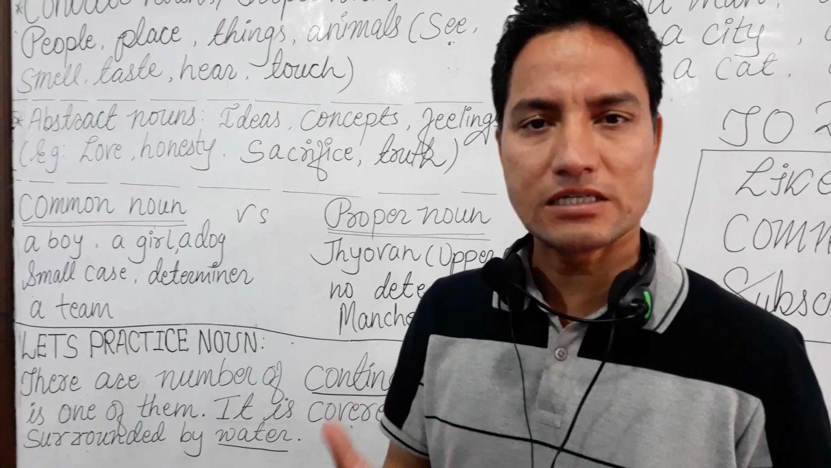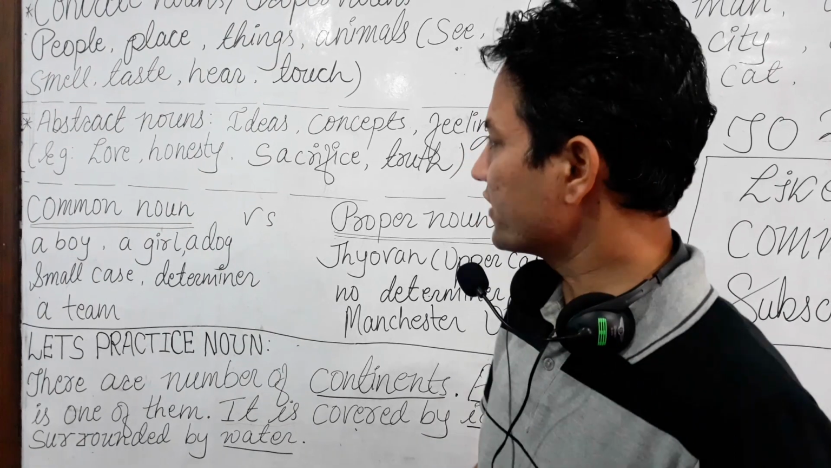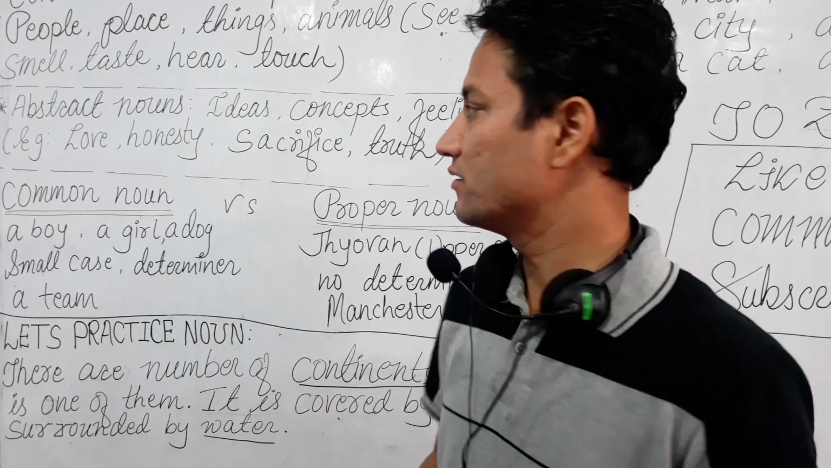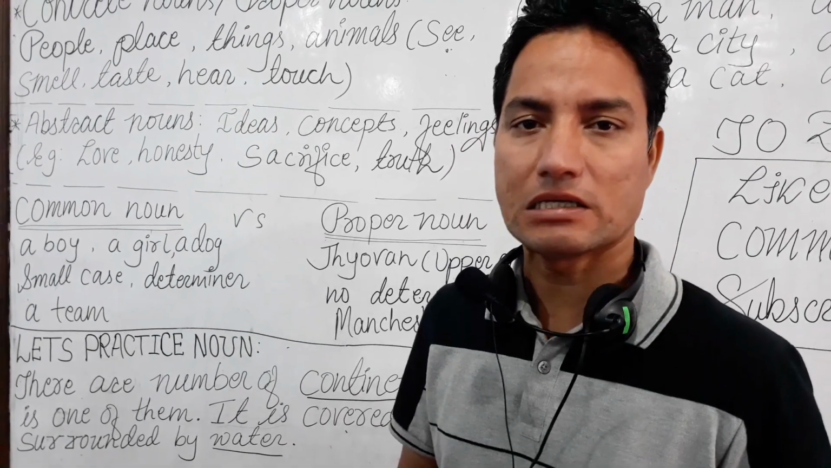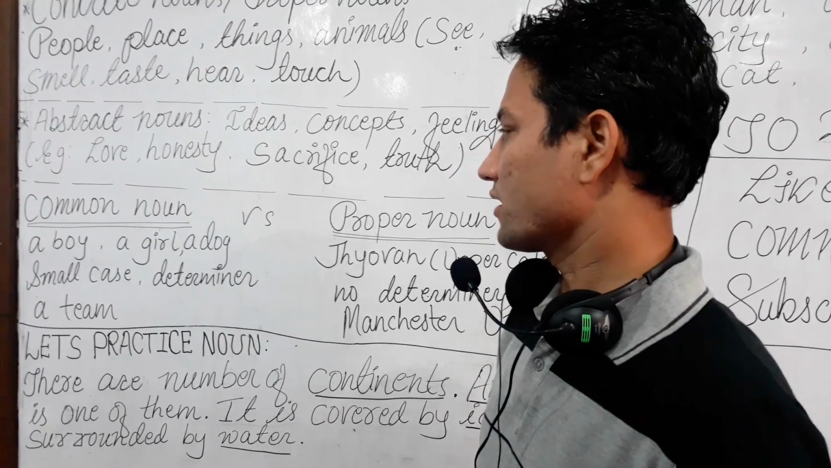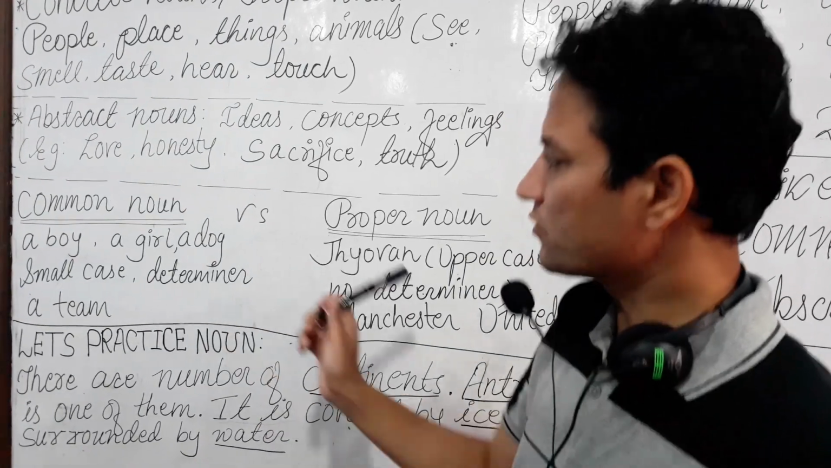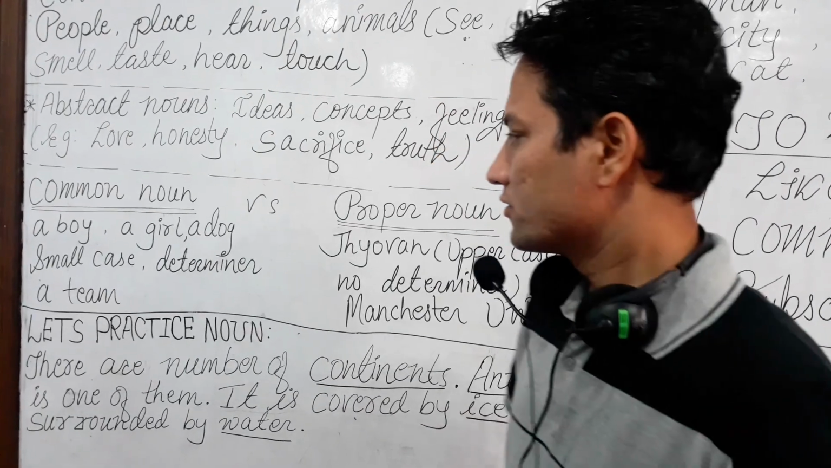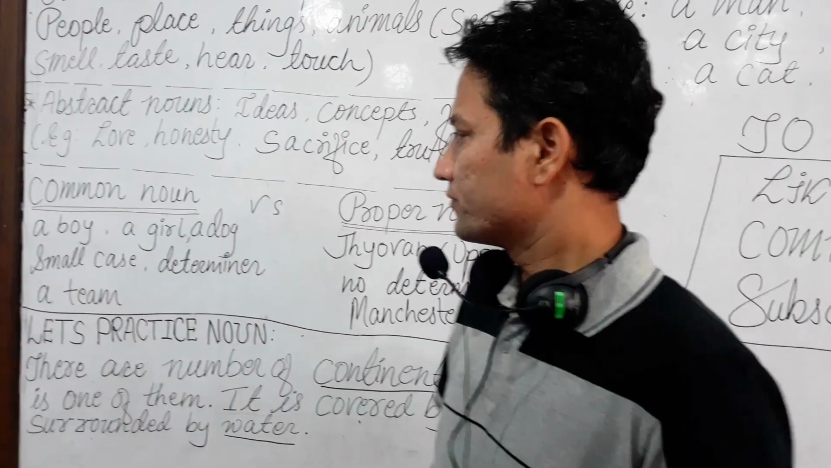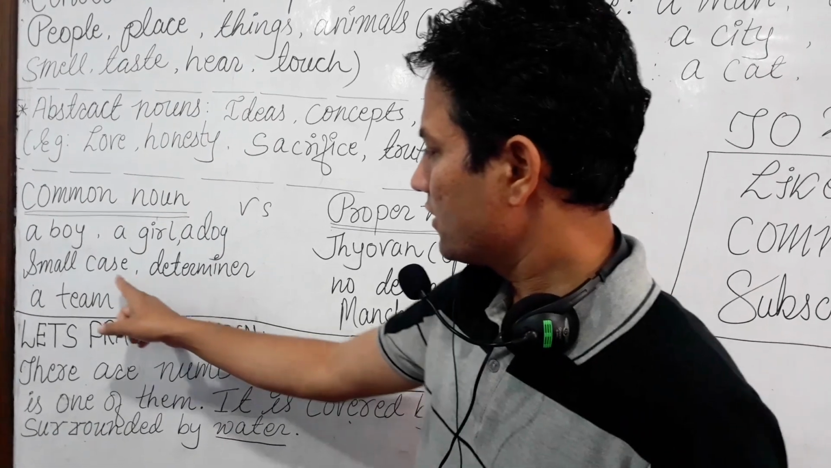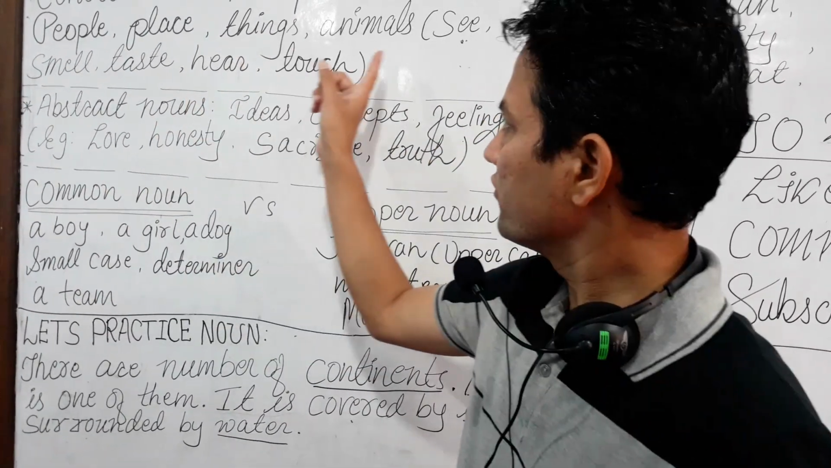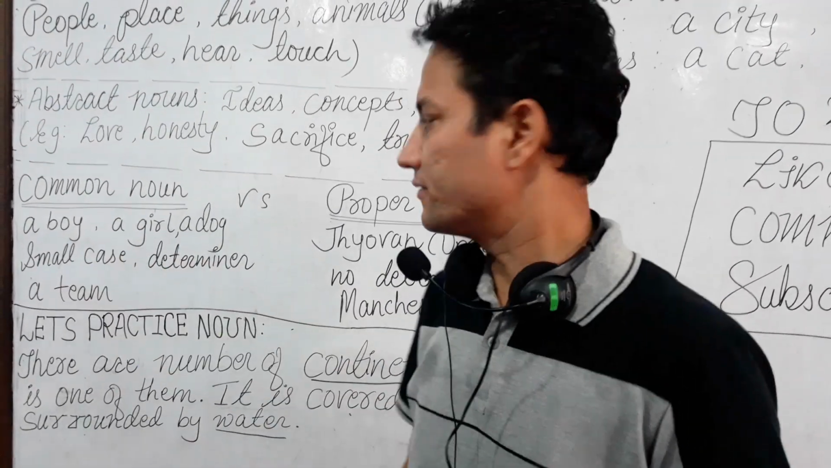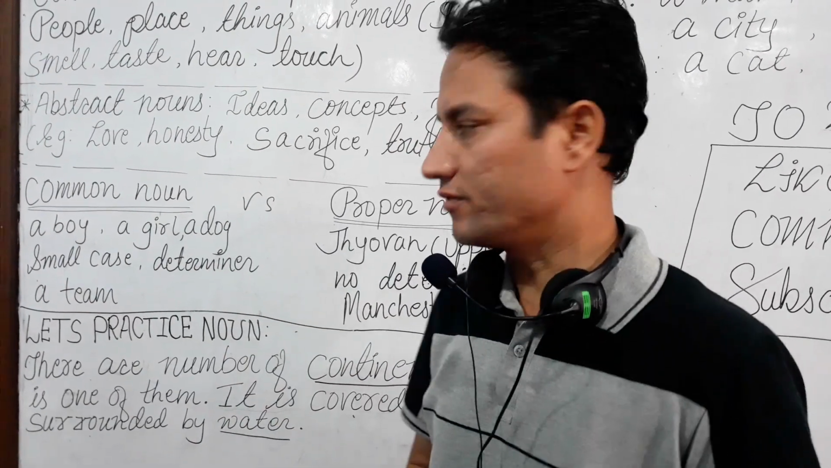You cannot see or touch or feel love. You cannot see love. You can only feel it, right? Honesty, we cannot see. These are abstract nouns. So what is the difference between a common noun and a proper noun? Let's talk about it now. Common nouns, for example, are felt through the sense organs, like a boy, a girl, a dog can be seen.